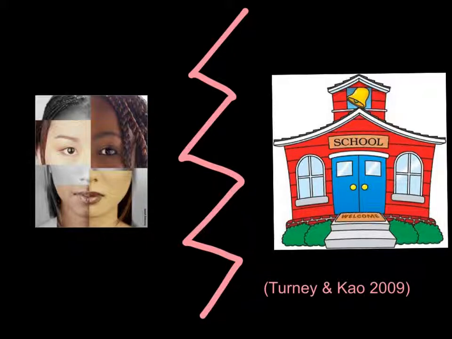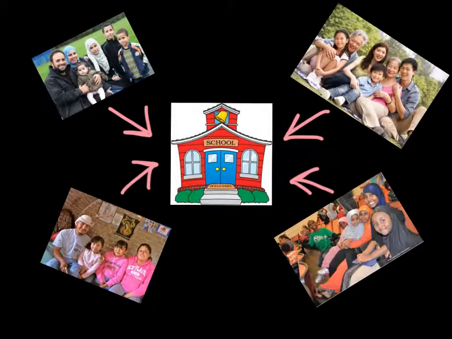In their 2009 study, Turney and Kao realized that there was quite a discrepancy between immigrant family parent involvement in their students and that of native families. Turney and Kao also point out that parent involvement leads to greater student success. So the question is, how do we get immigrant parents involved in their students' education?